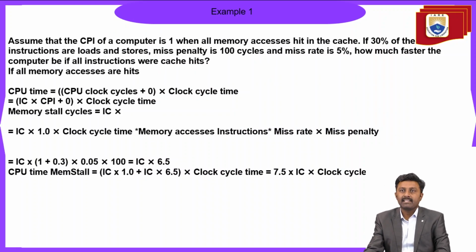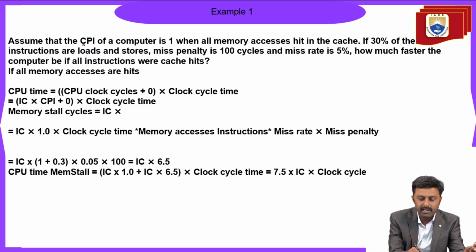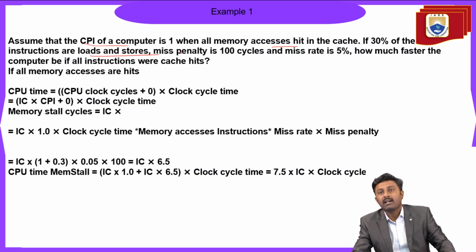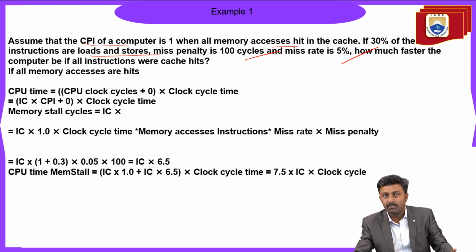So let us take an example on the same here. Assume that the CPI, clock per instructions, of a computer is 1 when all the memory accesses hit in the cache. If 30% of the instructions are loads or stores, the miss penalty is 100 clock cycles, and the miss rate is 5%, then how much faster would the computer be?